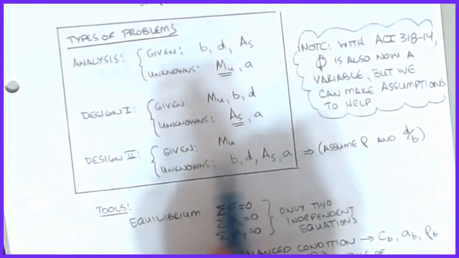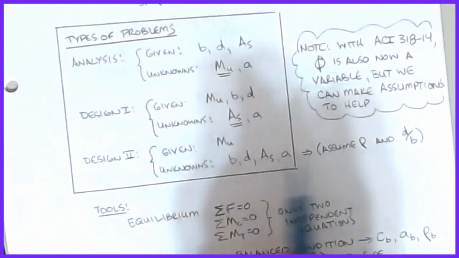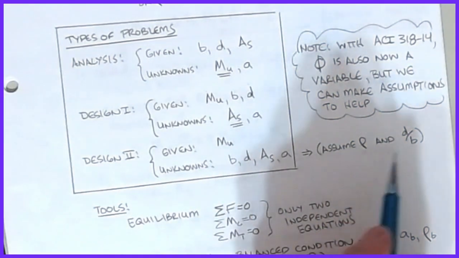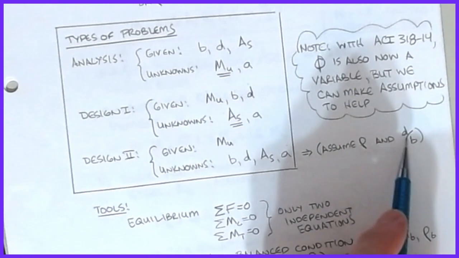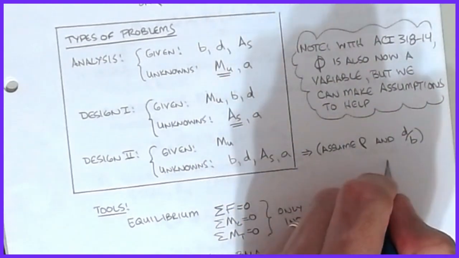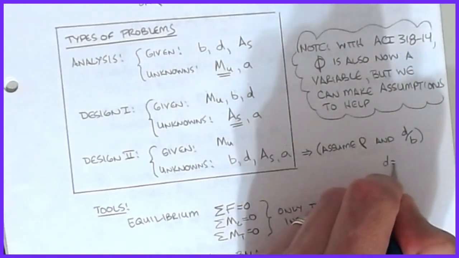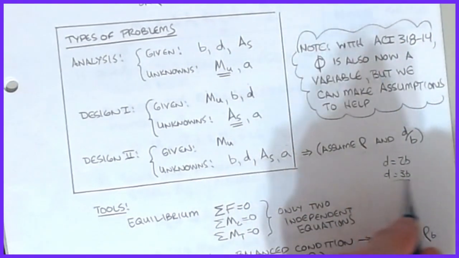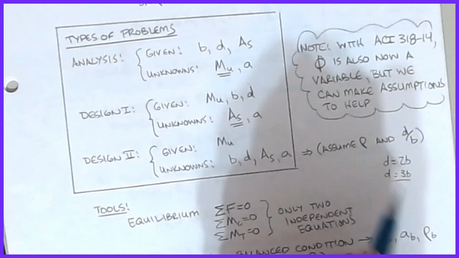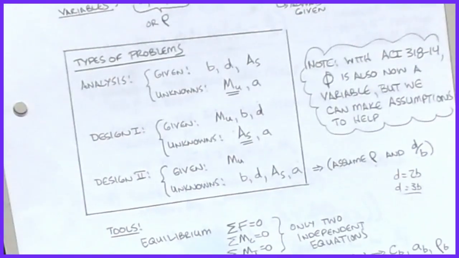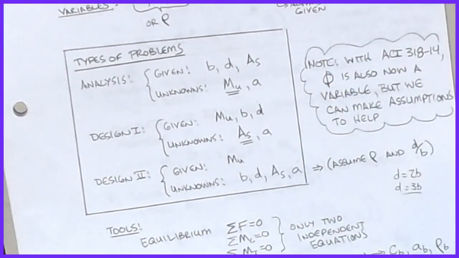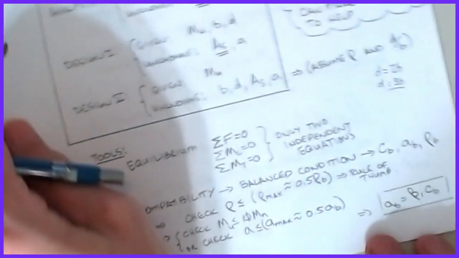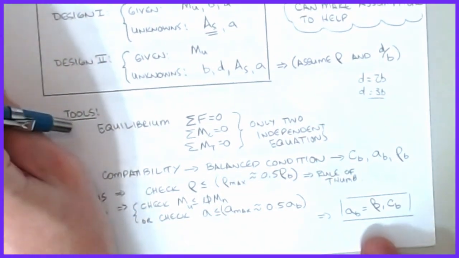Okay, in this case, typically you make an assumption on rho and you make an assumption about the ratio of depth to b. A lot of times we'll say that d is equal to 2 times b, or d is equal to 3 times b, depending on your application. But you make some sort of assumption that will let us put all that together to be able to then solve for stuff.